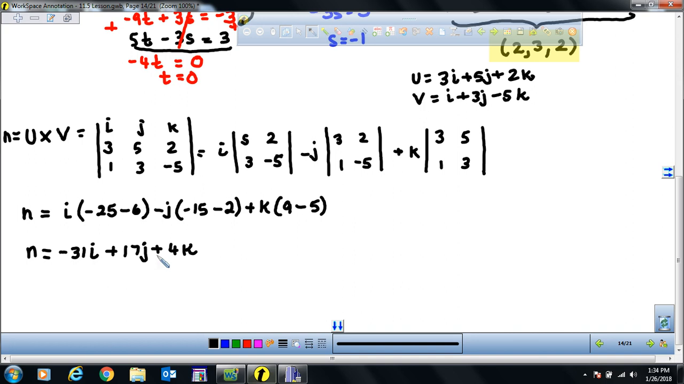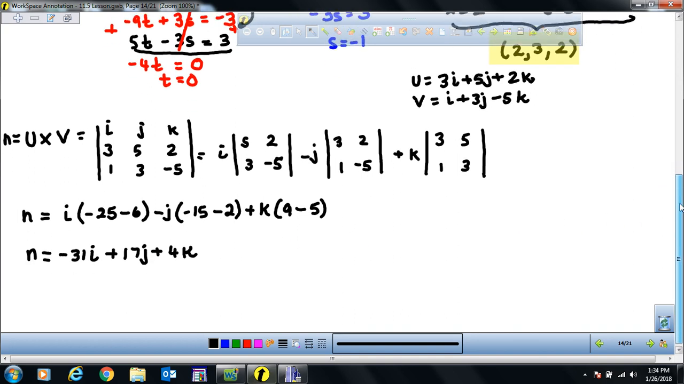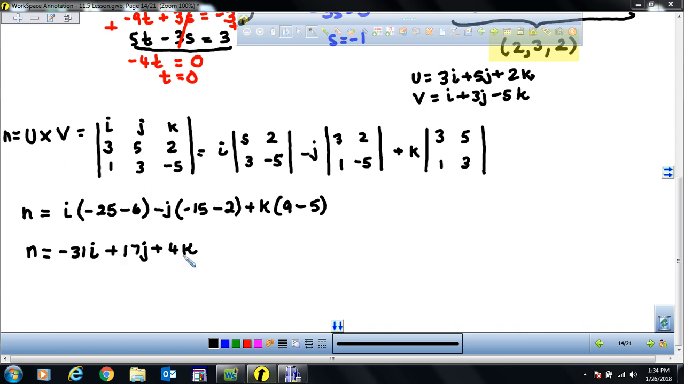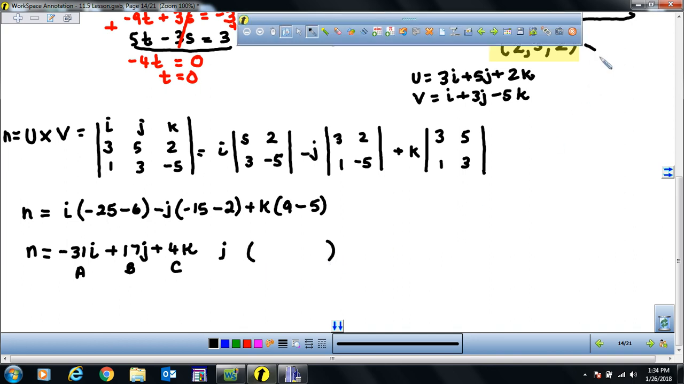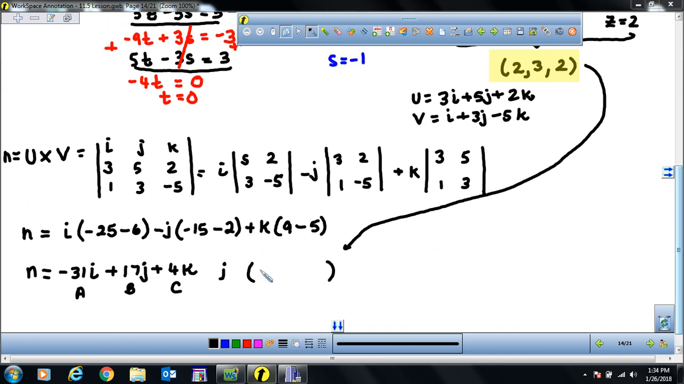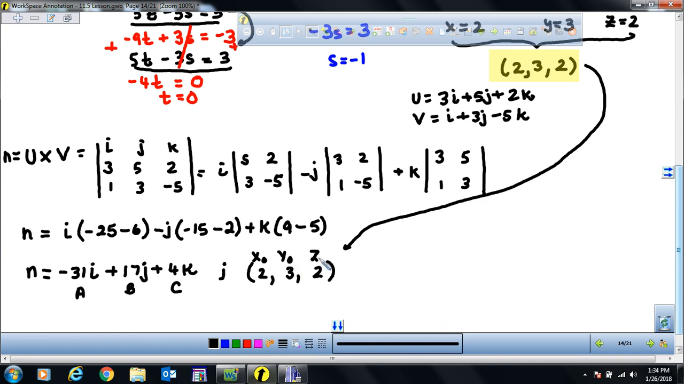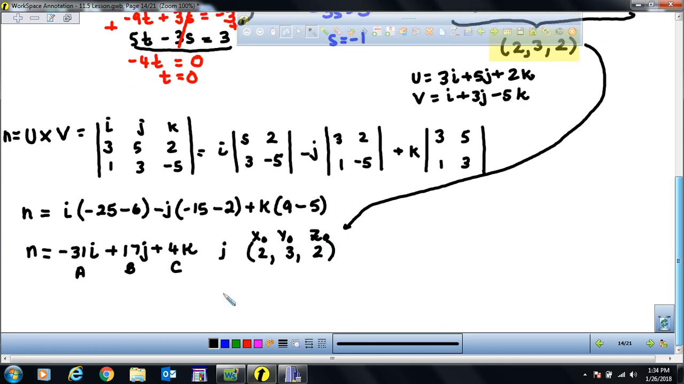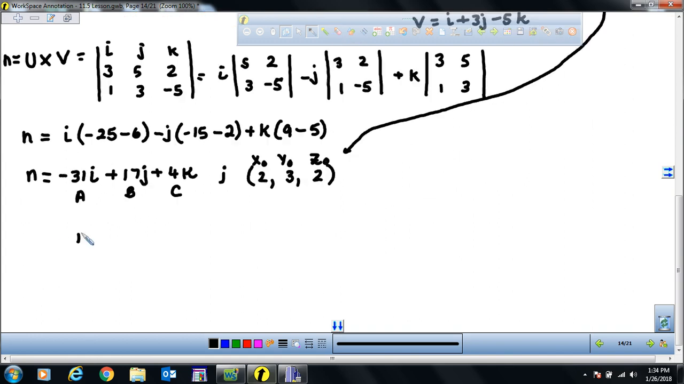Since this is a normal vector, it will be perpendicular to the plane that we're looking for, and thus these are going to be the same as the ABC components of that plane. We know that the plane passes through some point. Since this is the point of intersection of the two lines, that plane passes through that point: 2, 3, and 2. We can use that point of intersection as X of 0, Y of 0, and Z of 0. So now we can go ahead and find the equation of the plane.